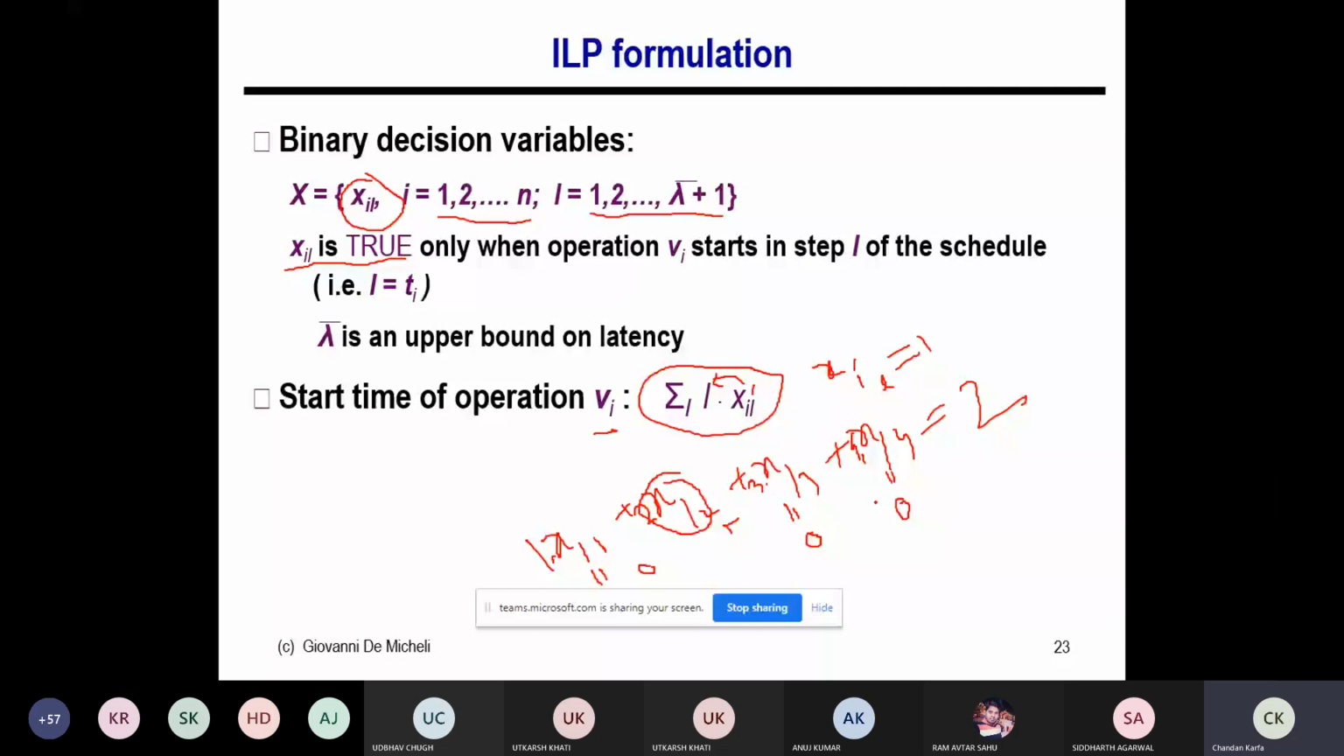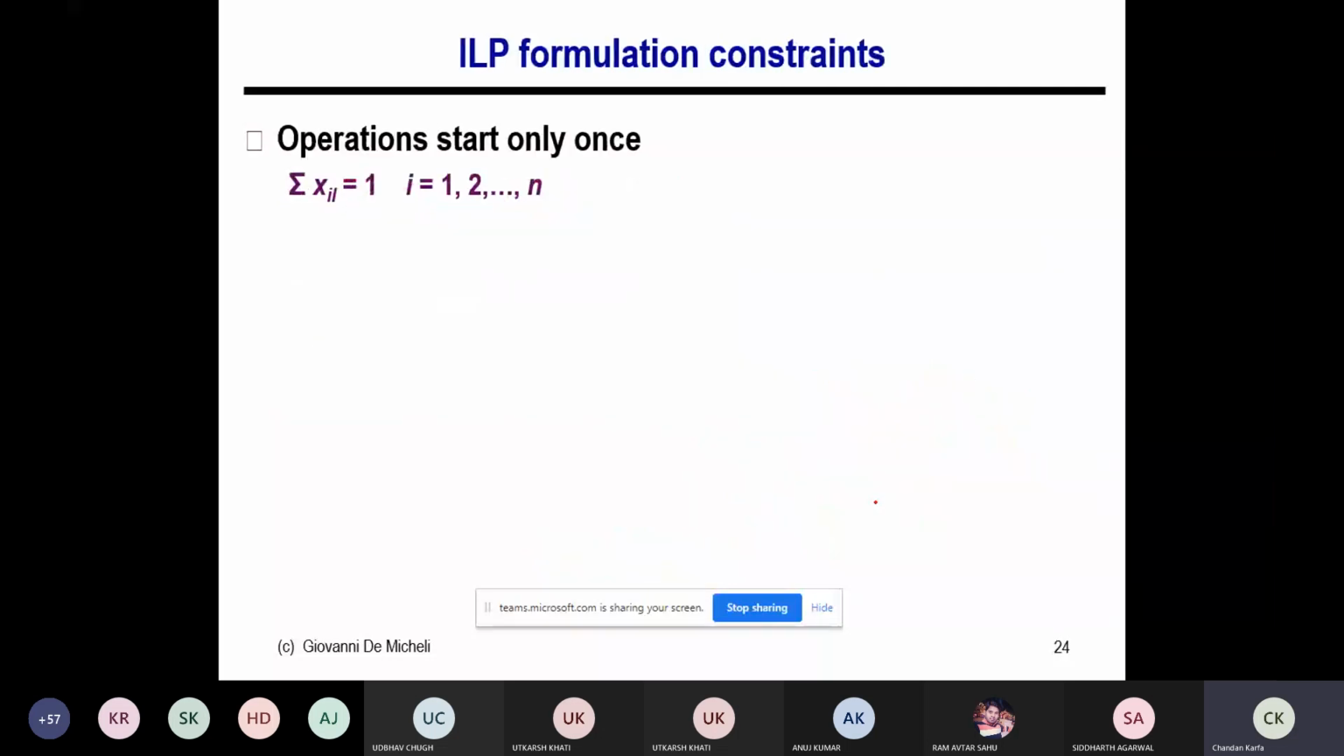So what are the constraints? Let us start writing the first. Obviously a particular operation can only start in a single time step. So whatever the possible x_il for a particular variable i, their summation will be 1. Here I vary l, and the summation is from l equal 1 to lambda plus 1. So for all values of l, for a particular value of i, the summation will be 1, which ensures a unique start time, right? So you try to understand this.